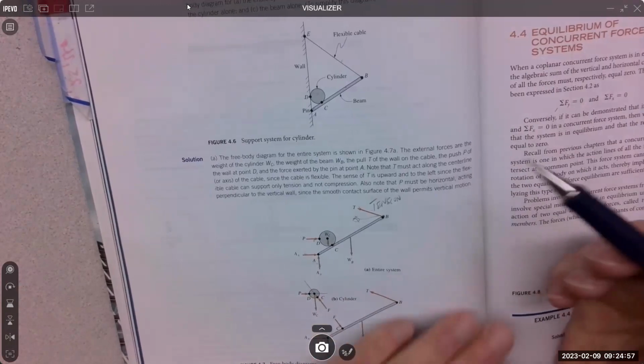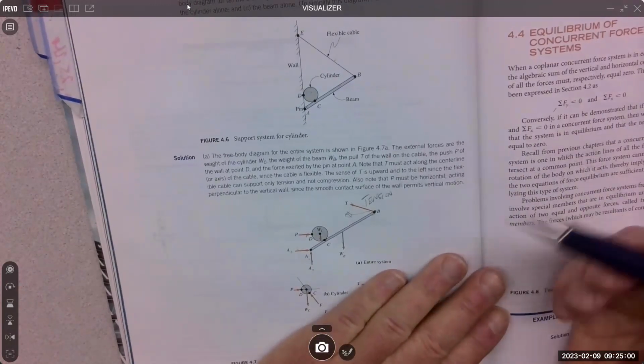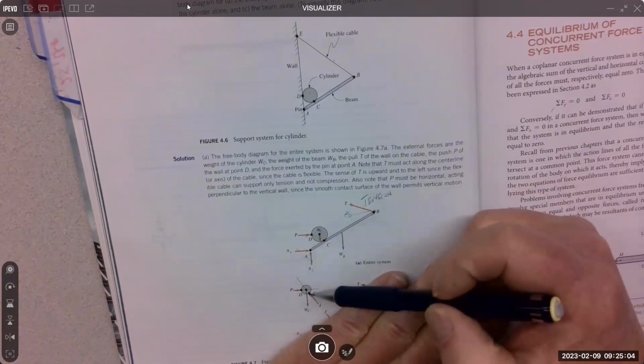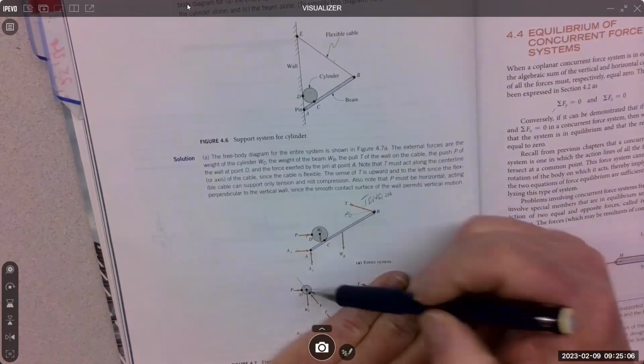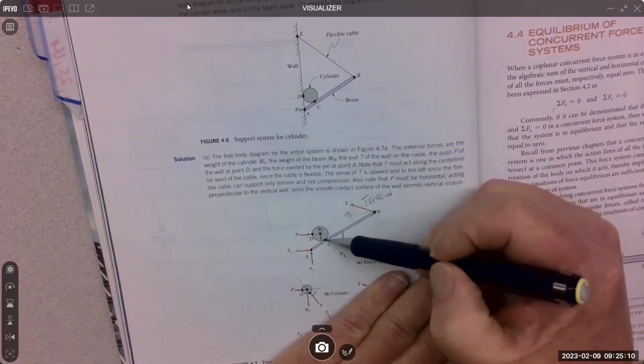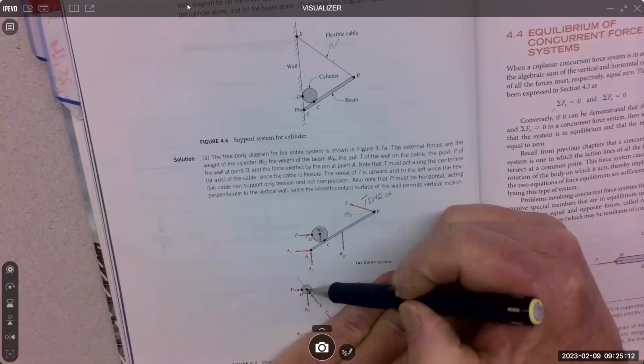Now we could take it apart. These are decisions that we will make. So maybe we just want a free body diagram of the cylinder. That would be this. The wall was pushing in, the C point was pushing up, and the weight is pushing down.